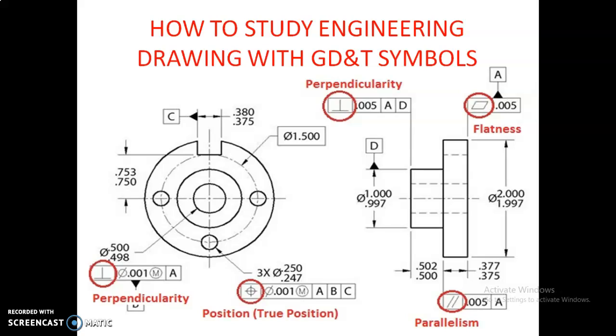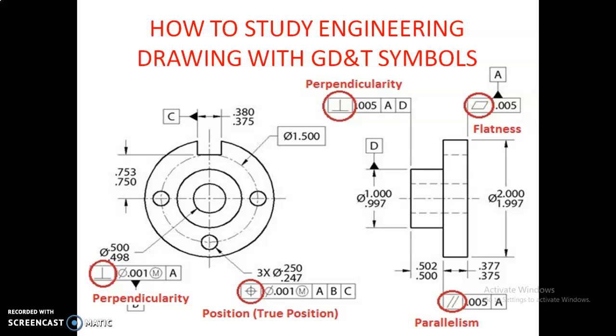The different GD&T symbols define flatness of 0.05. There is no datum here, because measuring flatness does not require any datum reference. Parallelism is 0.005 with respect to datum A, and perpendicularity is 0.005 with respect to datum A and datum T. A is known as the primary datum and T is used as the secondary datum.